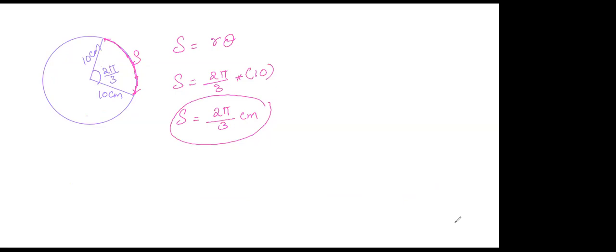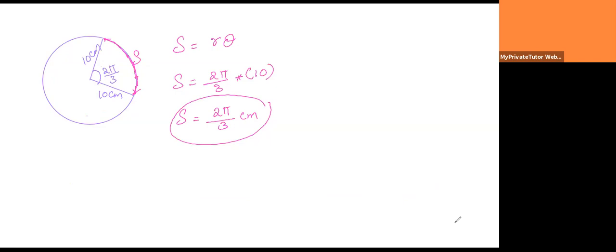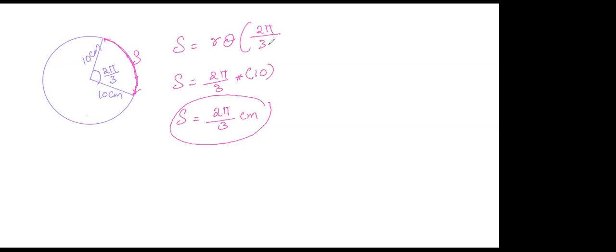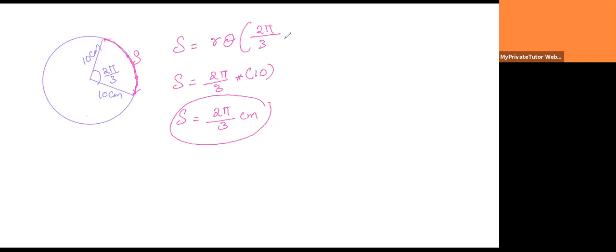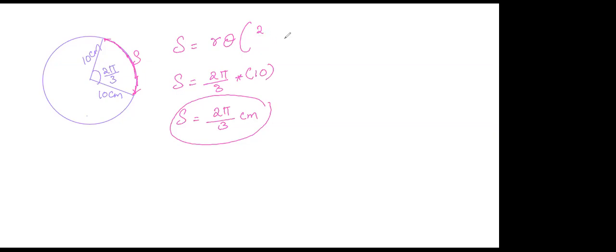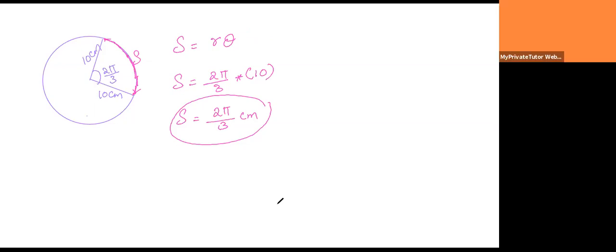So this is how we need to find the length of an arc. Please remember the formula: S equals radius times angle, when the angle is in radians. If the angle is given in degrees, you just multiply it by 2 pi by 360 degrees. I hope that clears it up. I hope you understand the conversion between the units, so I'm not going to do that again.